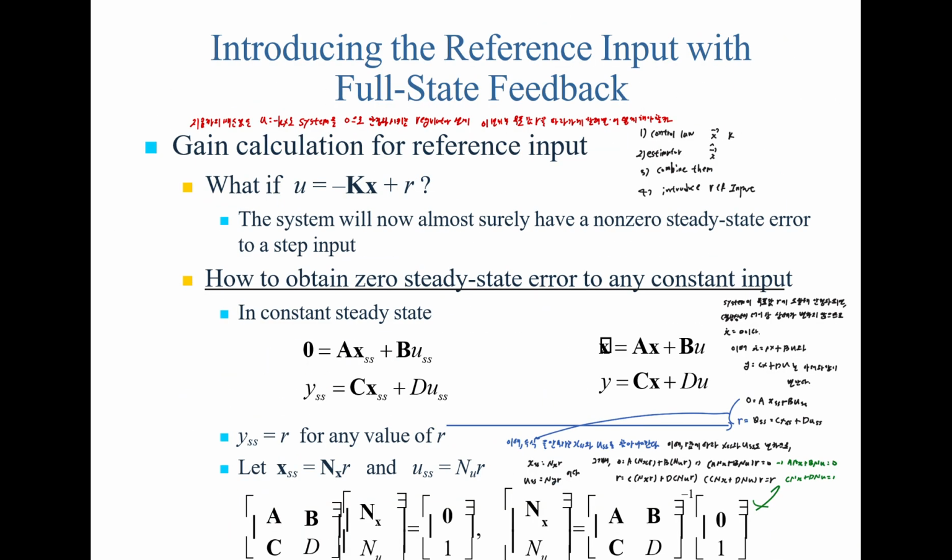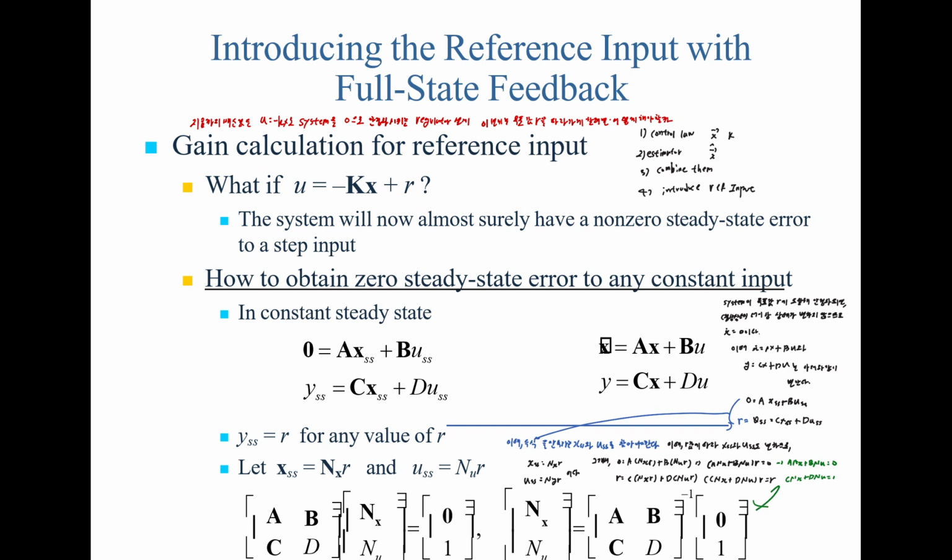So far, our controller, u is minus kx, is just a regulator designed to drive the system state to zero. But what if we want to track a non-zero reference r? A simple attempt like u is minus kx plus r will almost surely result in a non-zero steady state error. So our goal is zero steady state error, meaning the output yss must equal the input r.